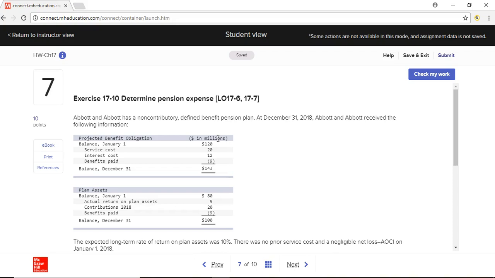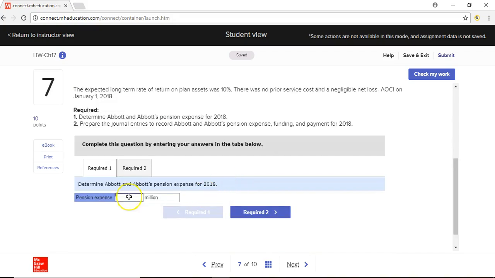So the pension expense is increased by $20 million of service costs plus $12 million of interest costs and decreased by expected return on plan assets, $8 million. 20 plus 12, that is 32, minus 8. So the answer is $24 million.